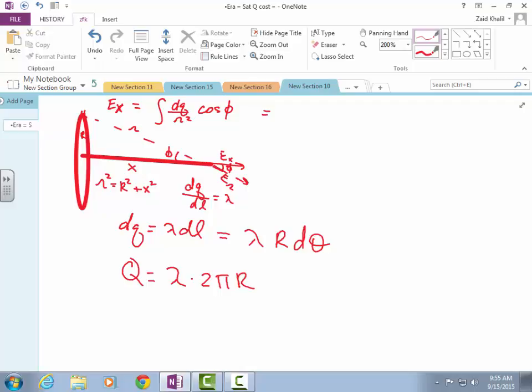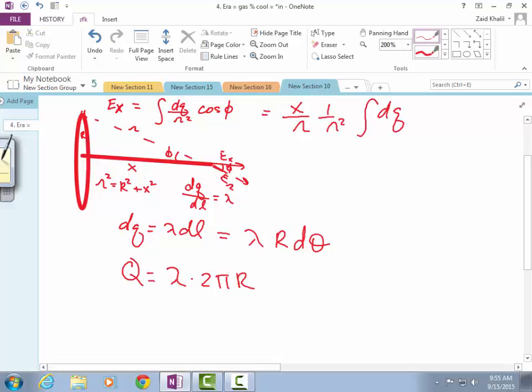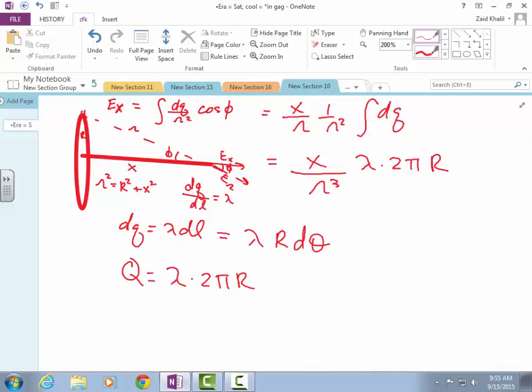So this is equal to cosine of phi, which is x over script r, times 1 over r squared, integral dq. And there you have it. And so what we end up with is that the electric field at x is x over r cubed times this factor, lambda times 2 pi r. And of course, what am I missing? What am I missing throughout the whole entire thing? Yeah, 1 over 4 pi epsilon naught. And I'll always do this.